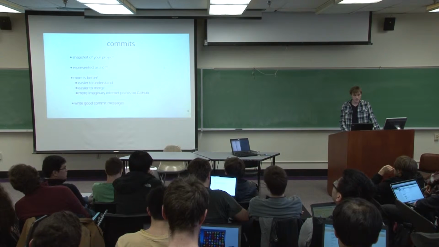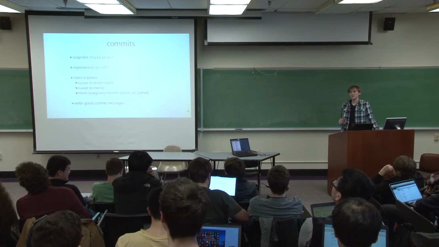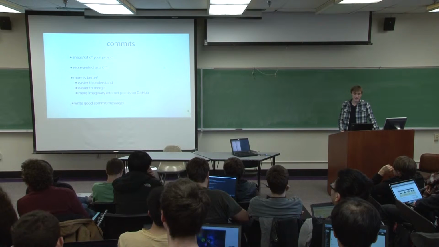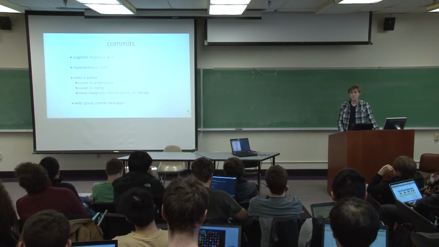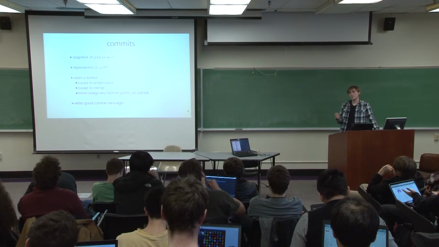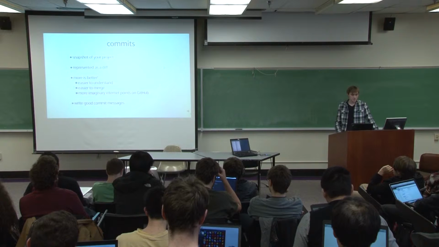Okay, so let's get into it. Commits. So a commit is the most important structure in Git. Basically, it's a snapshot of the current state of your project. So each time you make a commit, it's like the project gets updated, and you can rewind back to previous commits and look at how your project was in the past.